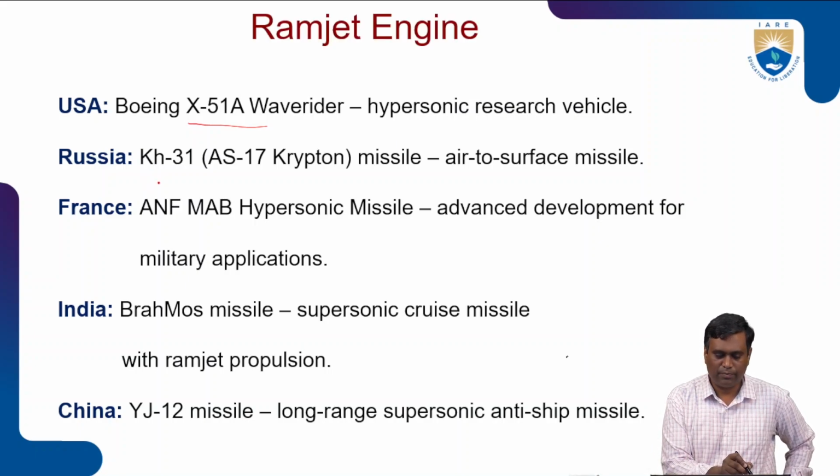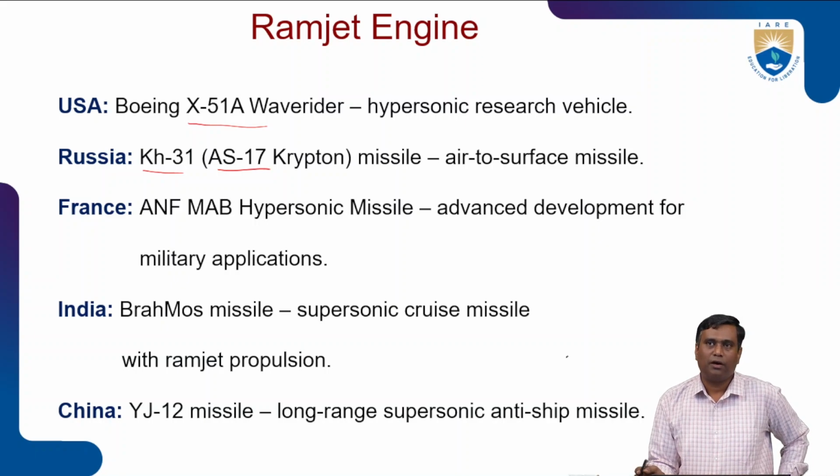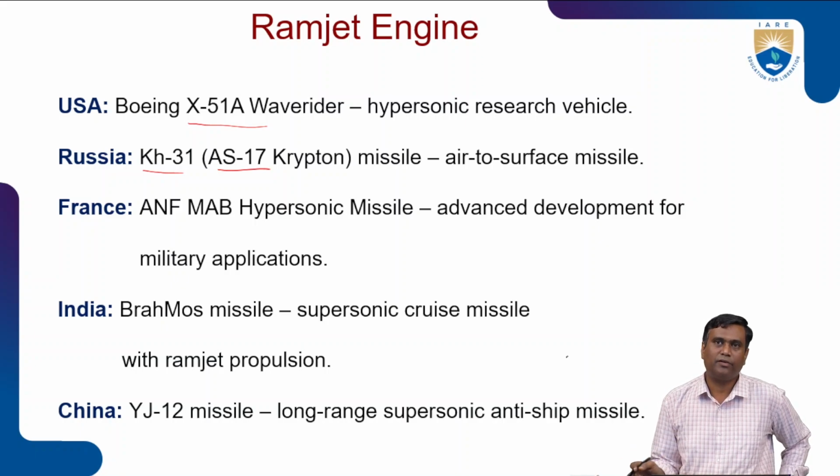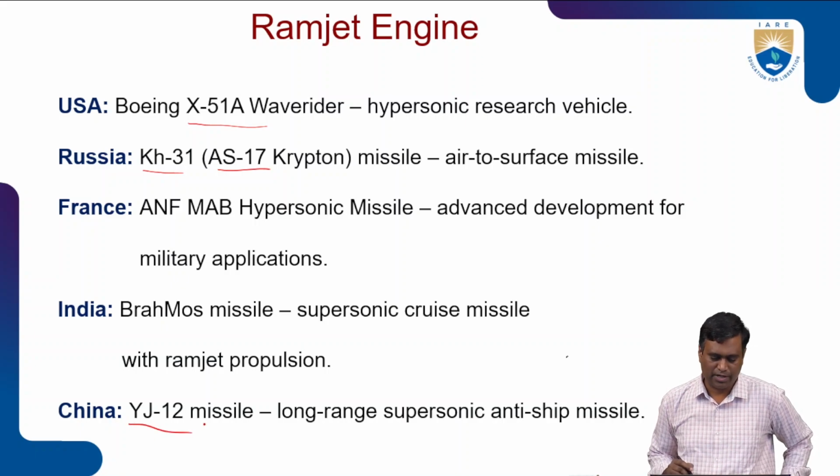Otherwise, Russia developed the KH-31 or AS-17 missile, an air-to-surface missile. Then France developed the NF-MUB hypersonic missile. And then India's supersonic missile is BrahMos. This is a supersonic cruise missile. India and Russia jointly developed this. And China's is the YJ-12 missile. This is a long-range supersonic anti-ship missile.